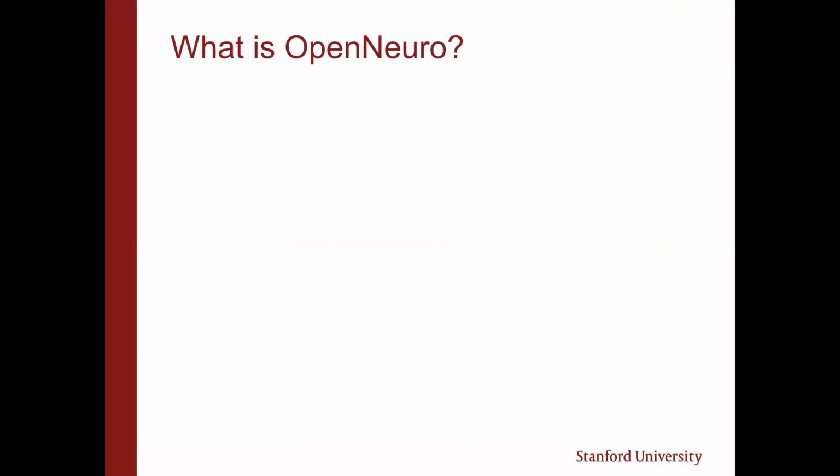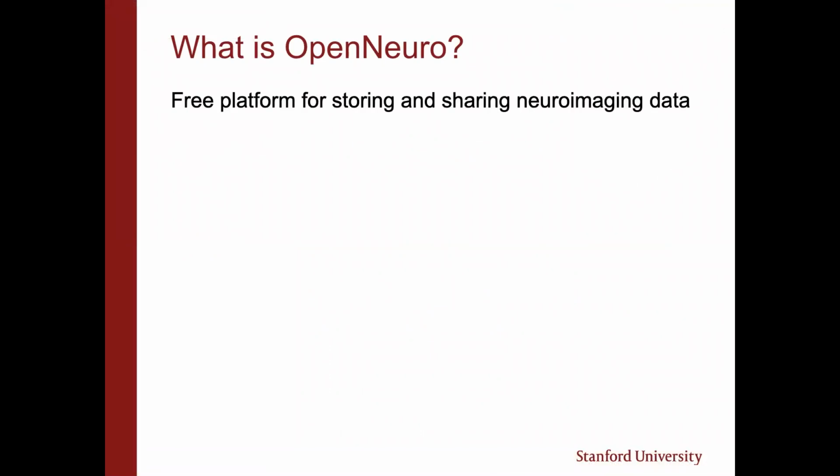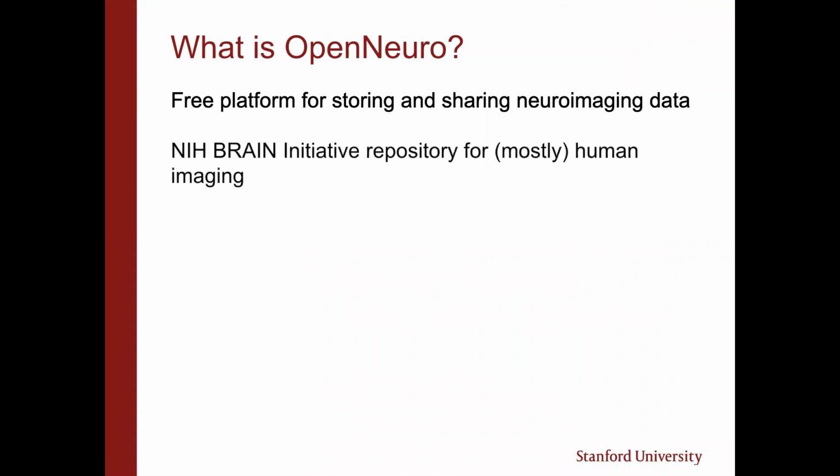So now to get started, what is OpenNeuro? OpenNeuro is a free platform for storing and sharing neuroimaging data. We are an official NIH Brain Initiative repository for mostly human imaging data, though we also support the sharing of non-human imaging data like mouse data.